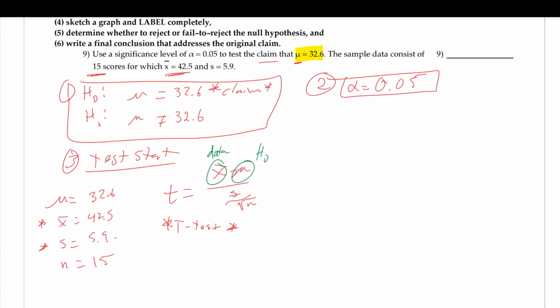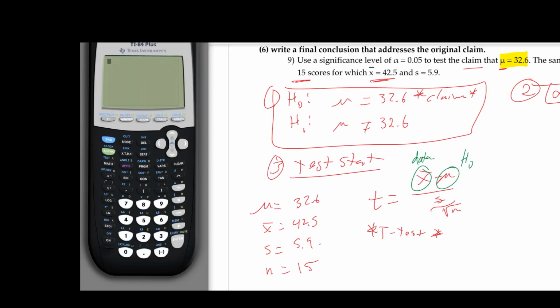Okay, so let's go to the calculator. So we have the blank home screen here. If you go to stat, go to test, t-test. We do have stats, so make sure you're under the stats menu. If you had data, then of course you would go to data and then enter a list. But we have stats.